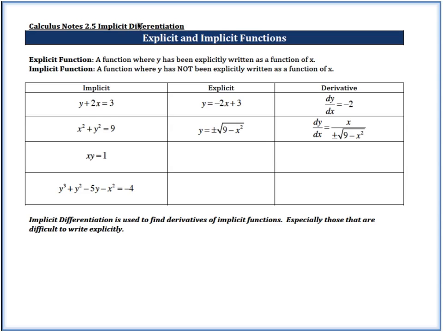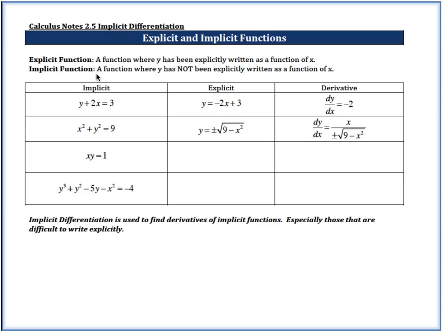Before we get into the differentiation, let's talk about the difference between an explicit and an implicit function. An explicit function is a function where y has been explicitly written as a function of x. You can see a couple examples here. We see y equals negative 2x plus 3, where y is by itself and all the x's and everything else are on the other side. Here's another one, y equals plus or minus the square root of 9 minus x squared. So these have been written explicitly, y in terms of x.